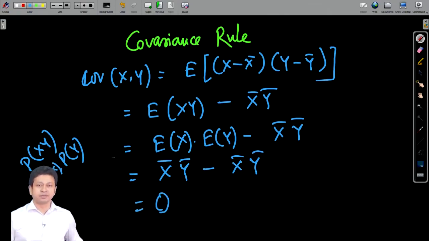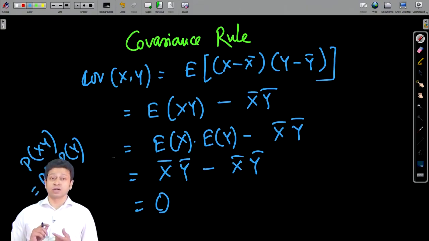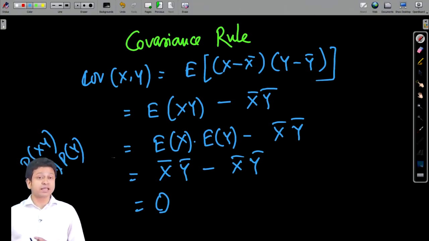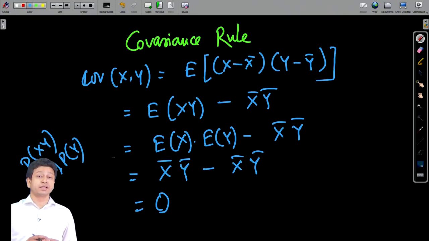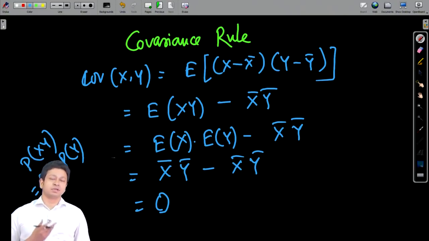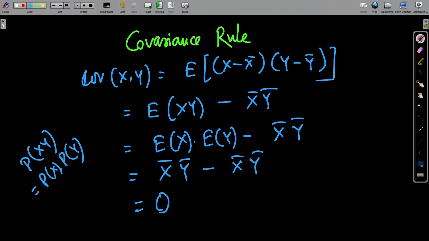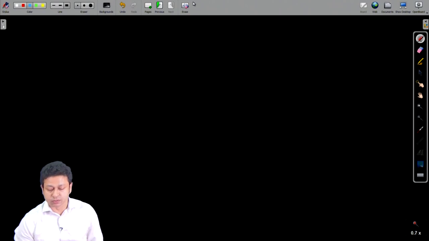Intuitively it makes sense, right? If two random variables are not correlated, if there is no covariance between these two, then naturally we are going to get a 0 covariance between these two. That is what makes intuitive sense, but we can also see it from here. So, now we come back to the covariance rules.